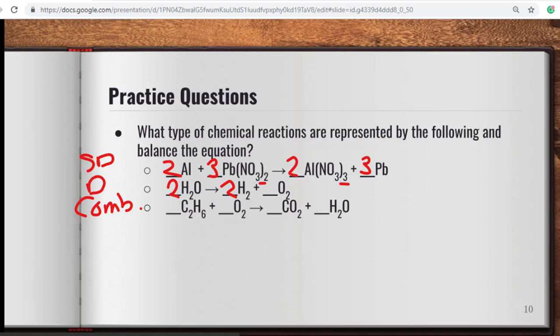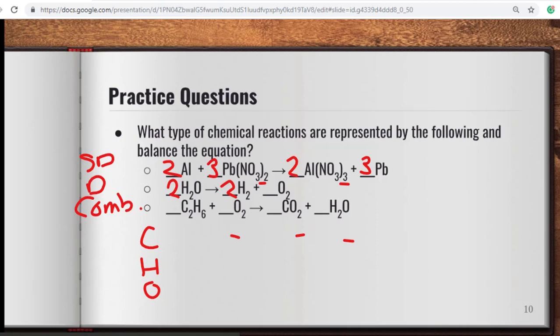So let's take a look at the next one here. We have a combustion reaction here. And the way I would recommend doing combustion reactions, it's a little bit different. But I would always start with carbon, then hydrogen, and balance your oxygens last. The reason I suggest oxygens last is because they occur in a couple different places in the equation, and that can make them a little bit more difficult to balance.